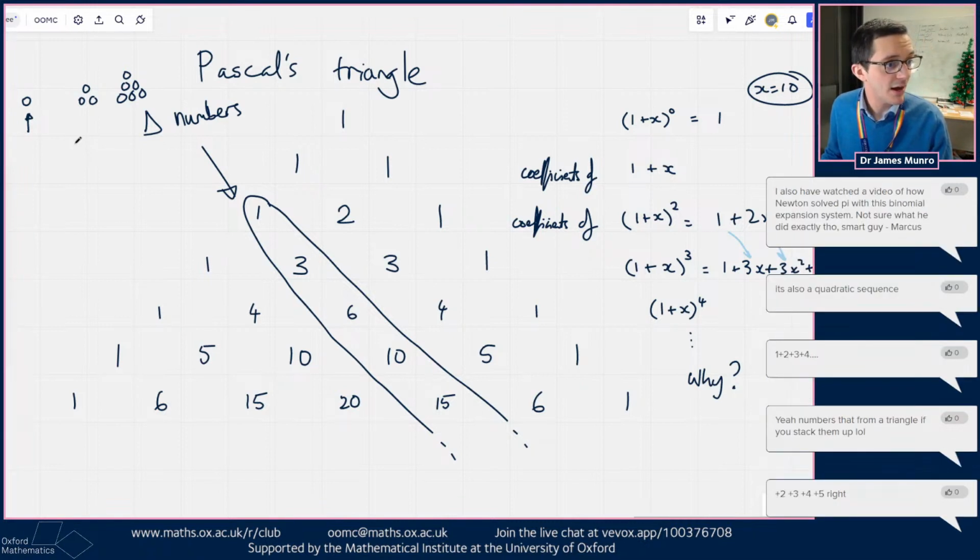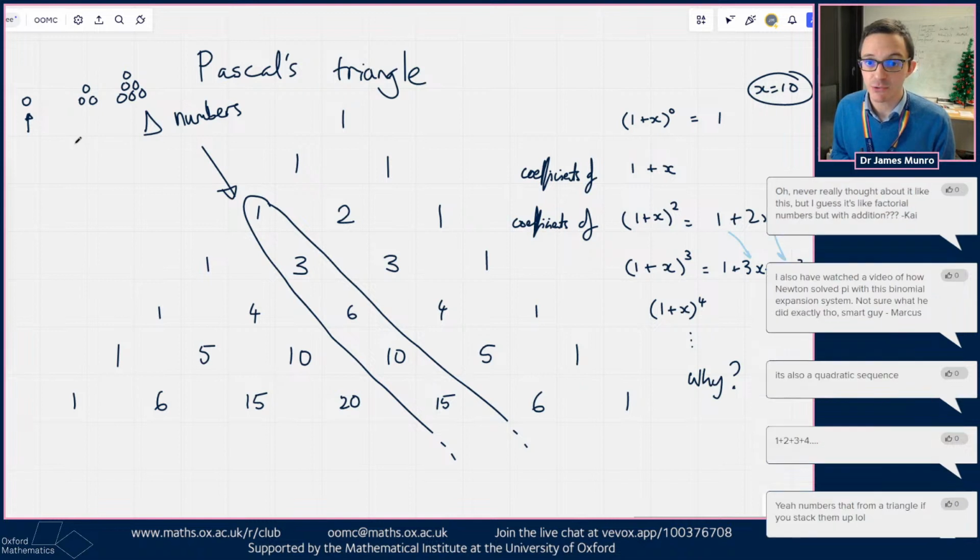Brilliant. Triangle numbers. It is a quadratic sequence. If you've learned about quadratic sequences at school or college, then here's an example of one. Would you like to see a cubic sequence? You do not learn about cubic sequences in school or sixth form, but here is one. Does anyone know these numbers?